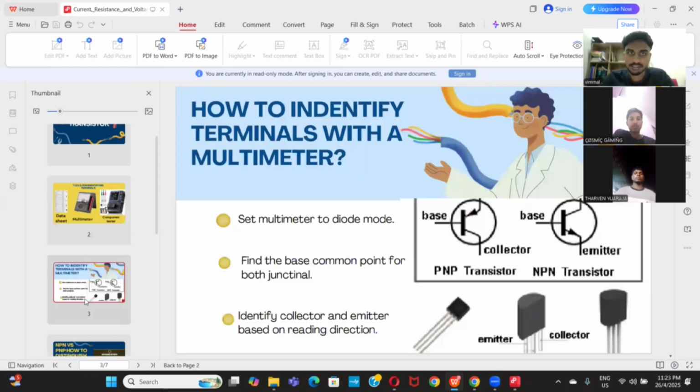All right, let's go to the third slide, which is how to identify terminals with a multimeter. First, set the multimeter to diode mode. Find the base as the common point for both junctions. Identify the collector and emitter based on the reading direction. What it means is, set your multimeter to diode mode and then find the base by checking which pin shows conduction with the other two pins. Next, determine the collector and emitter by observing the forward voltage. The emitter shows a lower voltage drop.